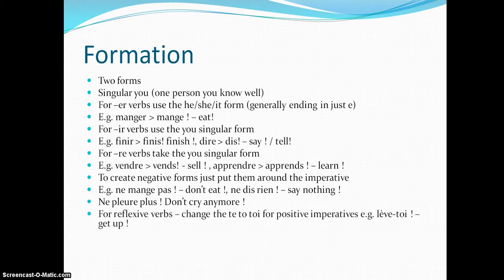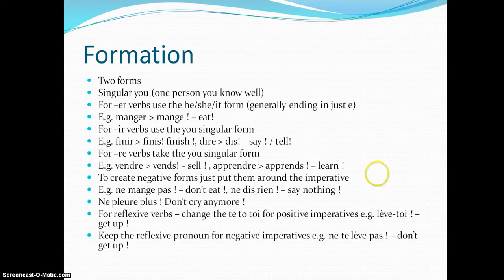When we have reflexives, we change the reflexive pronoun te to toi. We put it at the end and hyphenate it. So, lève-toi, get up. However, when the reflexive is negative, then we put a ne and a pas around the whole and keep the te before the verb. So, ne te lève pas. If you don't know how to do reflexives, have a look at my reflexive verbs video.